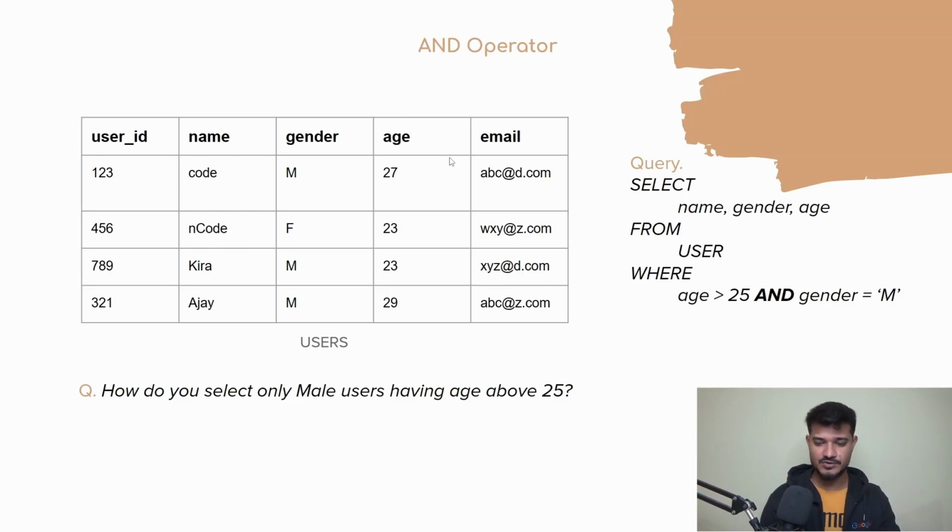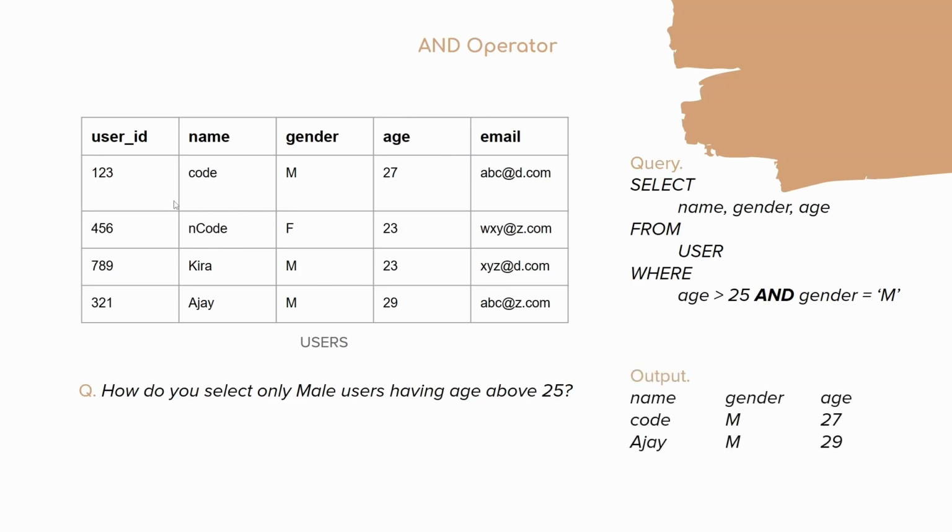Then and only then will the row be printed, right? So if you see, the output of this would be something like this. If you see the first row, are you male? Yes. Are you above 25? Yes. So the first row is there, M27, right? Let's check the second row. Are you male? No. So this won't be there, right? Next, are you male? Yes. Are you above 25? No. So this row also won't be there in the answer, right? Because both of the conditions must be true, right?